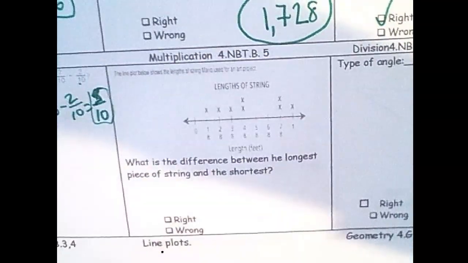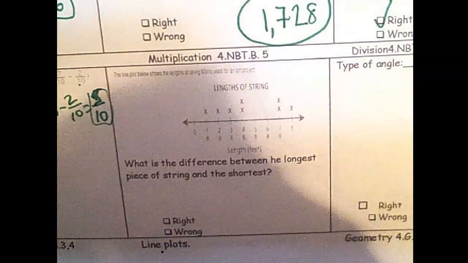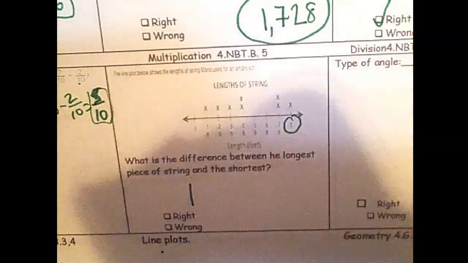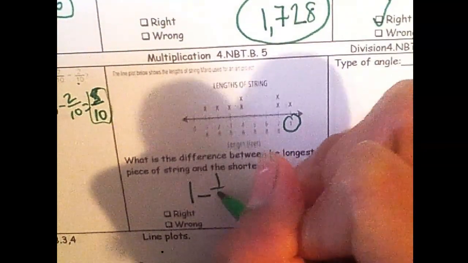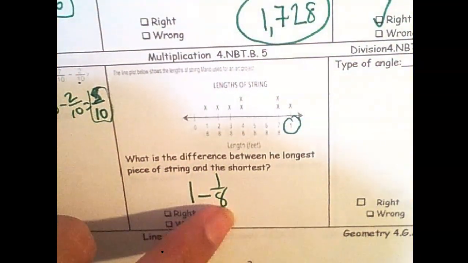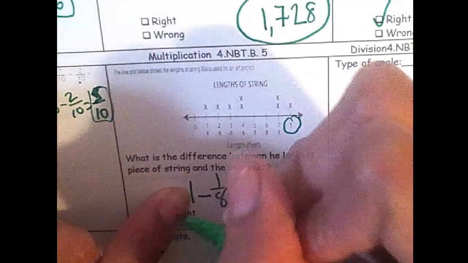We have another line plot question. And this one reads, what is the difference between the longest piece of string and the shortest piece of string? So we have the longest piece of string all the way at the end. So we have 1 minus 1/8. But this is really difficult to do because 1 minus 1/8 is kind of hard to see unless I rename the 1 as a fraction.